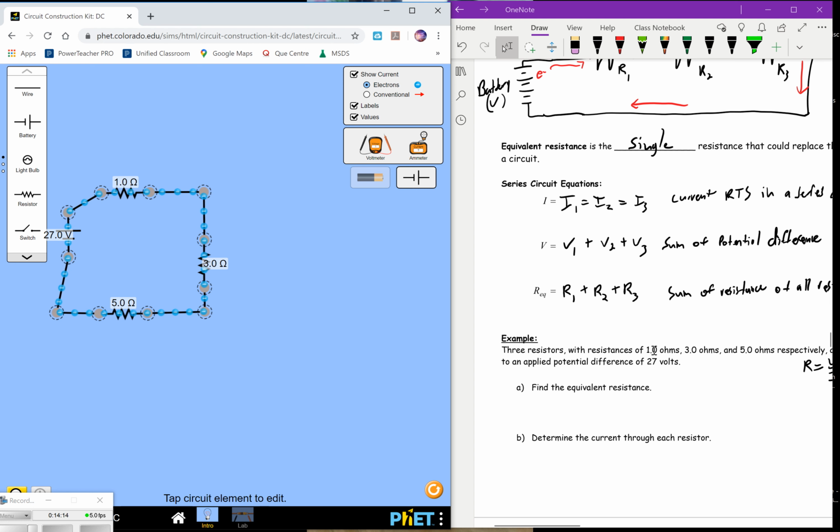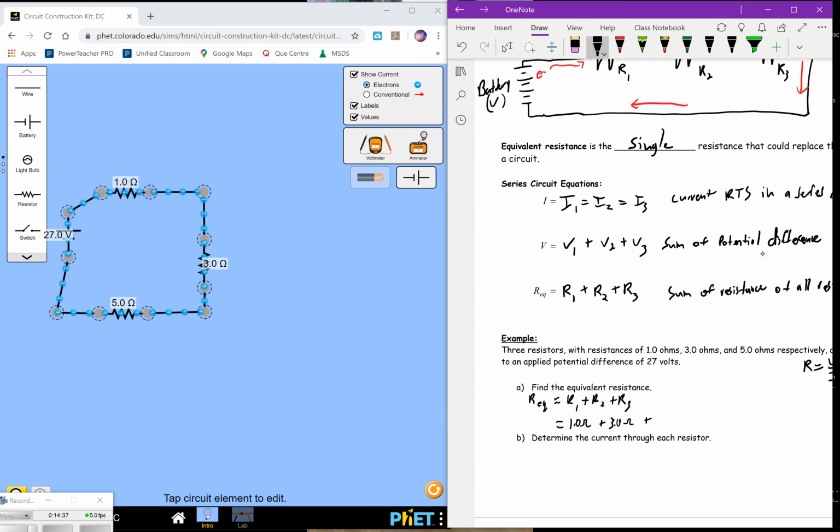So we see that the equivalent resistance, Req, is equal to the sum of each of the resistors in the circuit. In this case, we have 3. Resistor 1 was 1 ohm, 2 was 3 ohms, and 3 was 5 ohms. It doesn't really matter the direction in which we do this. This is going to equal 9 ohms, which equals our Req, our equivalent resistance.